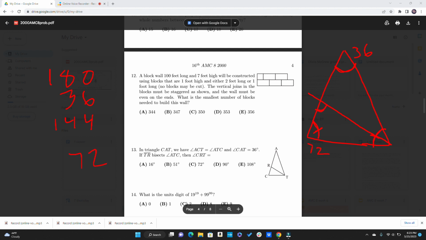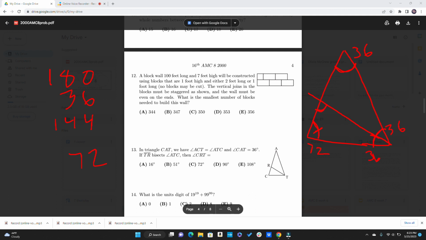Well, the bisected angle is also going to need to be divisible in half, because half of the angle is on one side of the line and the other half is on the other side, right? 72 divided by 2 makes 36. So here we have a 36-degree angle. Here's another 36-degree angle. Cool.